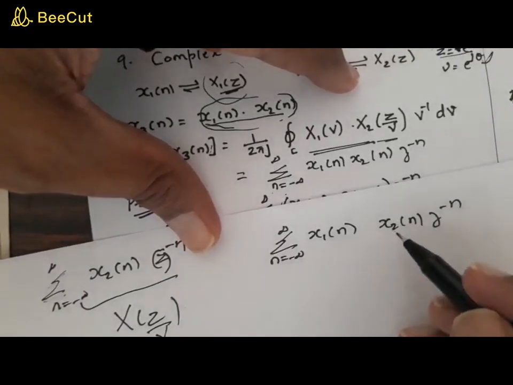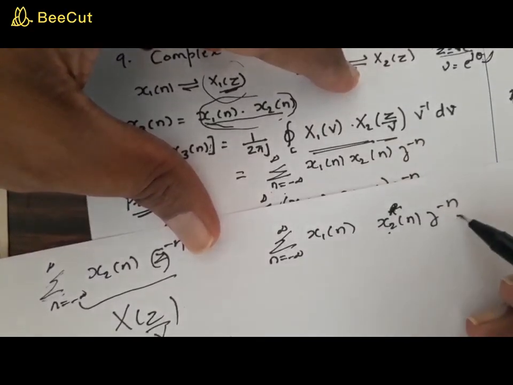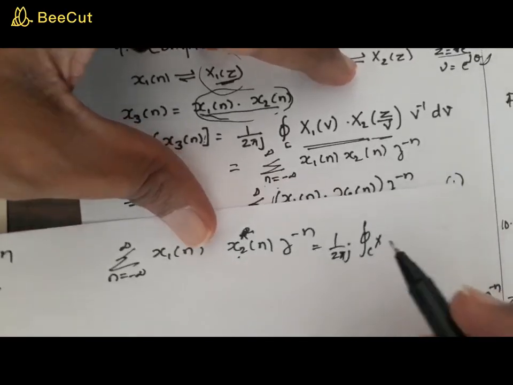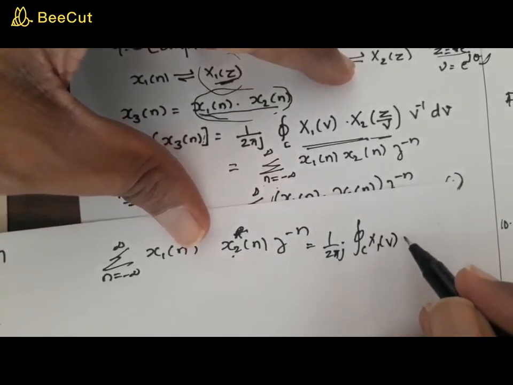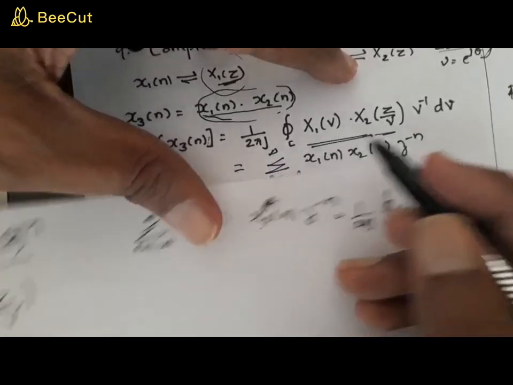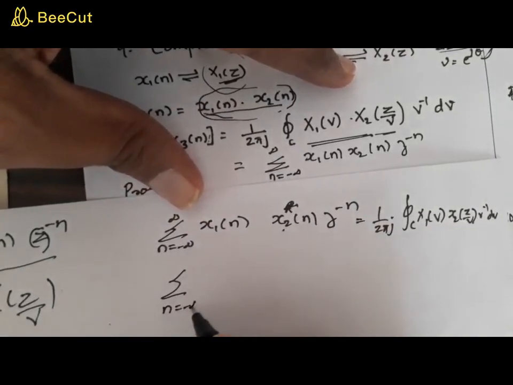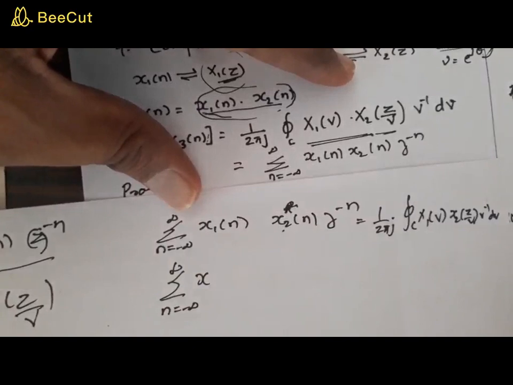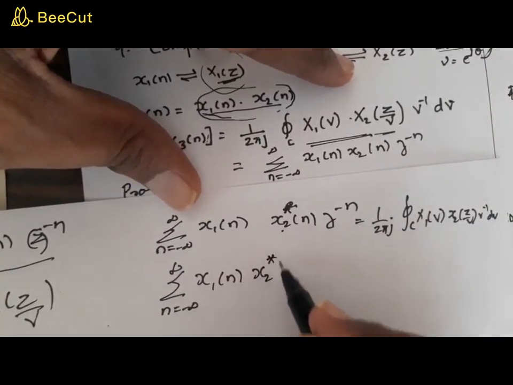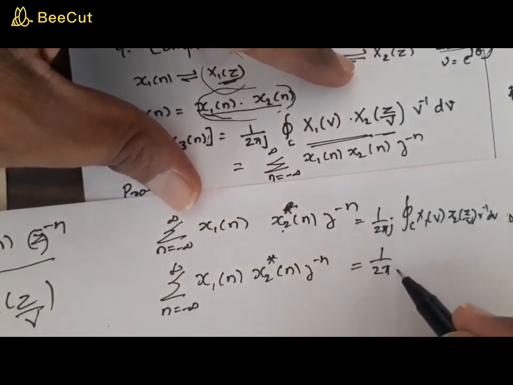Now instead of this, if you have an x2 of n, what will this expression be? This is equal to 1 by 2 pi j into closed integral x1 of v into x2 of z by v into v inverse dv. This is what we have proved right now. Now there is only one change. To derive Parseval's relation, we need to start from this, x1 of n into x2 star of n z raised to minus n. What will this be? There is no problem here.